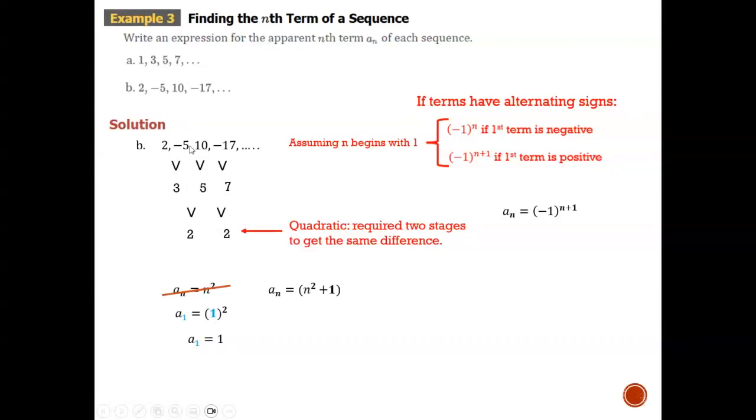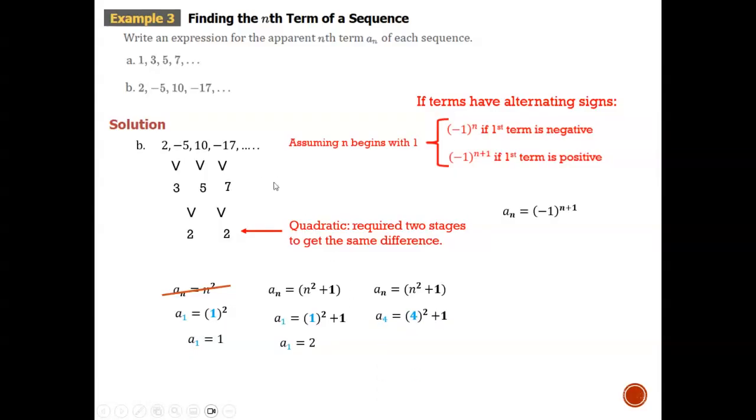And again, we're starting with quadratic. We know we're quadratic because it took us 2 levels to get a common difference. So let's try this one, plug in a number. First term is 2, so when I plug in a 1, I should get a 2. So if I plug in a 1, I get 1 squared plus 1. 1 squared is 1 plus 1 is 2. That works. Let me just double check it.